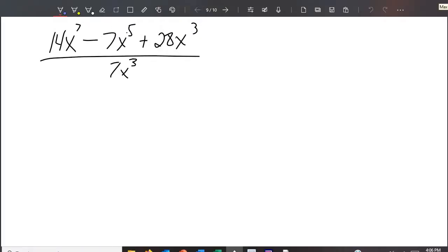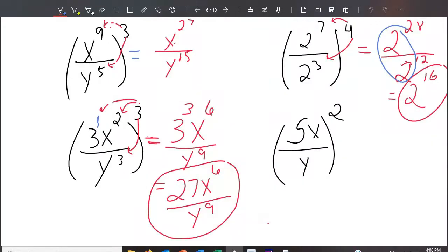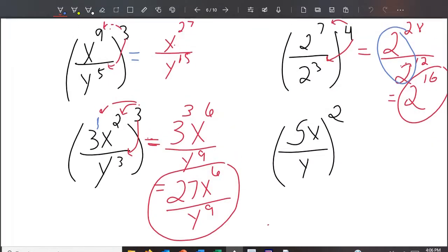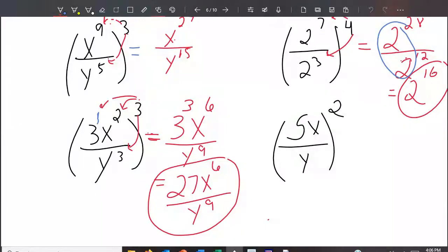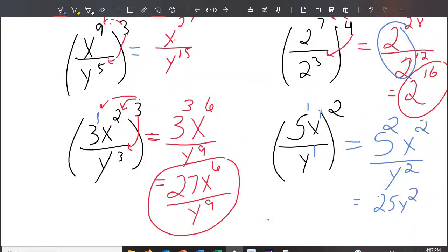All right, let me back up. Now look at the last one I have ready. None of those inside parentheses have an exponent, so I'm going to attach a 1 to each exponent, to each piece. Then we can use the multiplication rule for exponents. So we'll have 5 to the 2nd power, x to the 2nd power, y to the 2nd power. Simplify, and we'll get this.